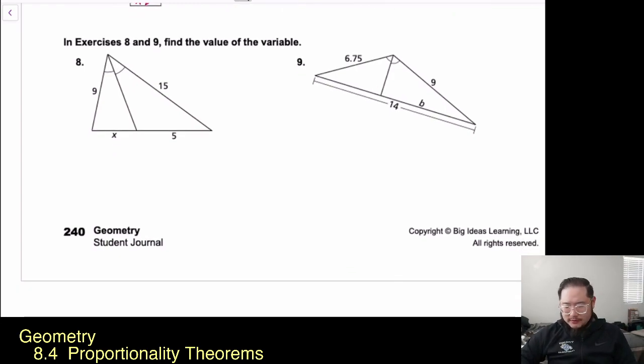All right, next up, let's find the values of the variable. All right, so we've got some things right here to take a look at.